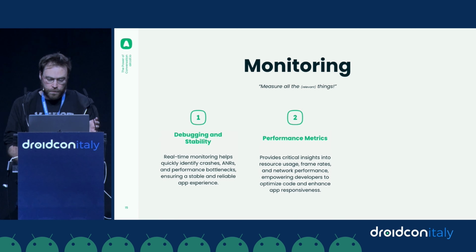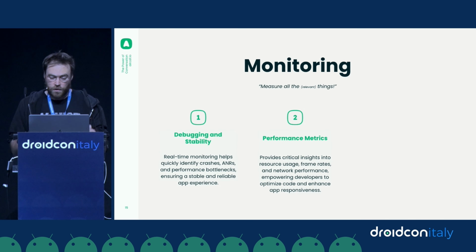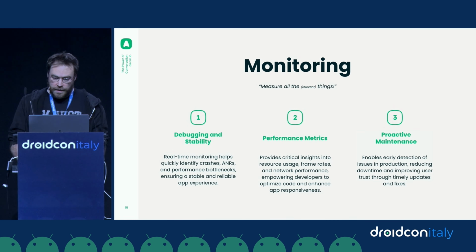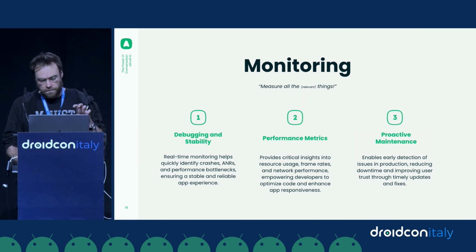It can also detect performance metrics, so it provides critical insights about the CPU usage, the frame rate, the network performance, and so on. So you can have all the metrics and all the tools to make your app run in an optimized way. It allows you also to have some proactive maintenance.